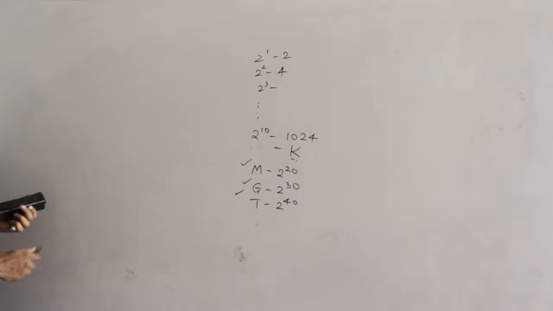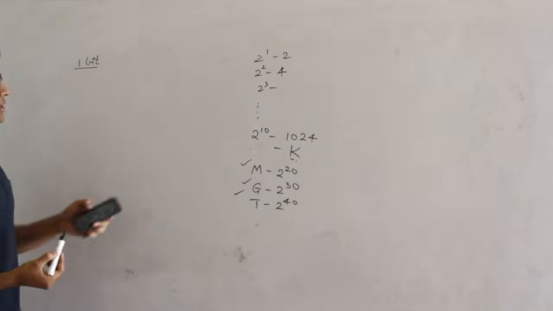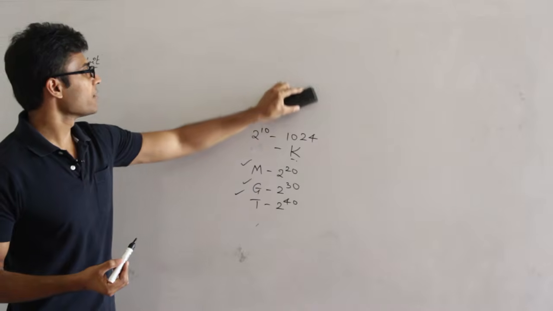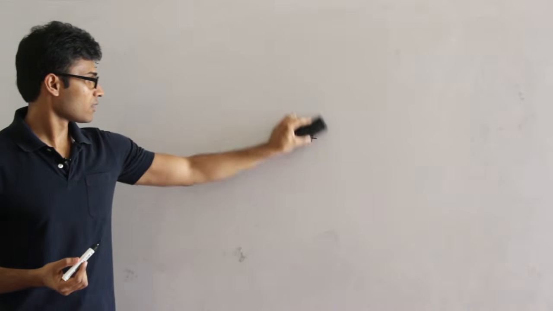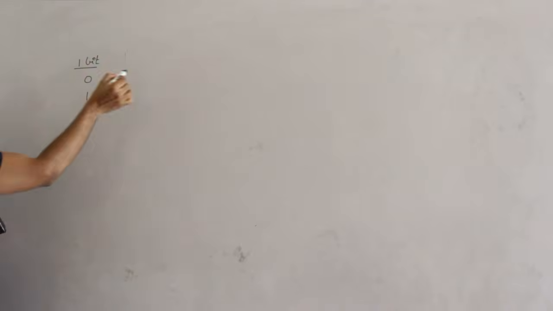Let us say I have one binary bit. With one bit, how many binary numbers are possible? Okay, so with one bit we can have two binary numbers, 0 and 1.